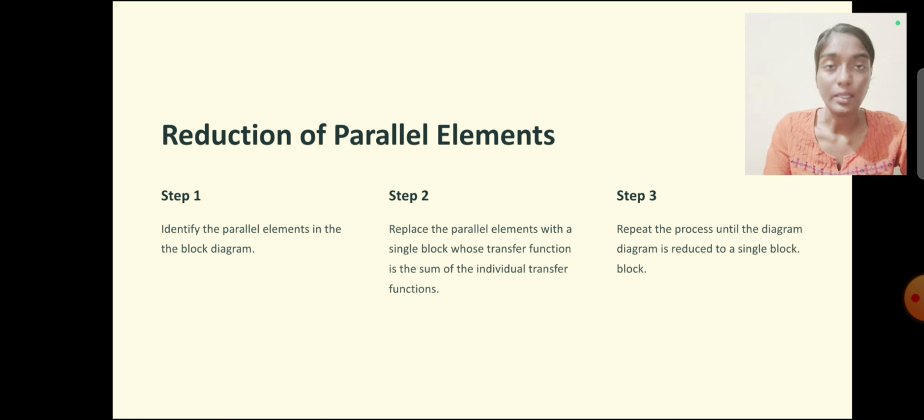Reducing the parallel elements. Step 1. Identify the parallel elements in the block diagram. Step 2. Replace the parallel elements with a single block whose transfer function is the sum of the individual transfer functions. Step 3. Repeat the process until the diagram is reduced to a single block.